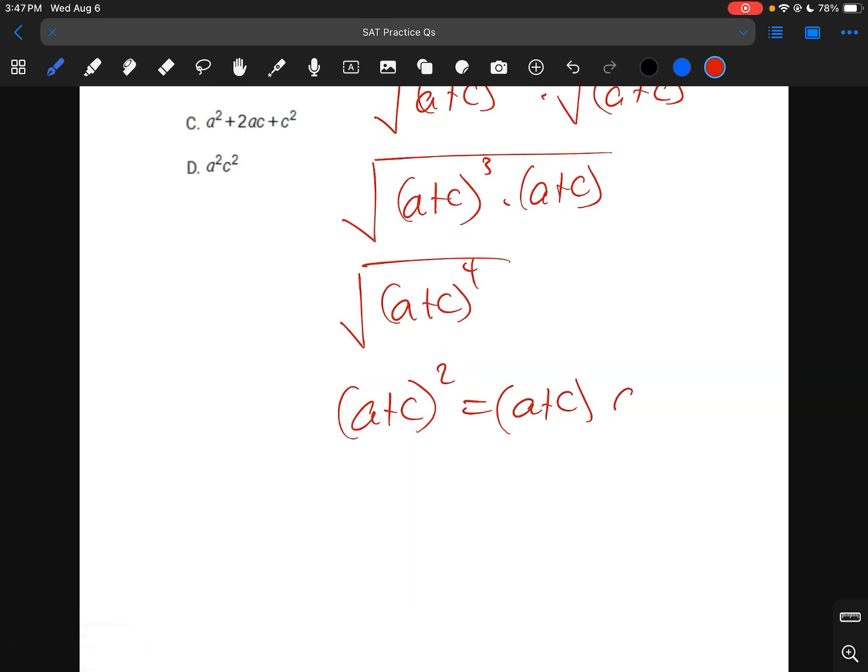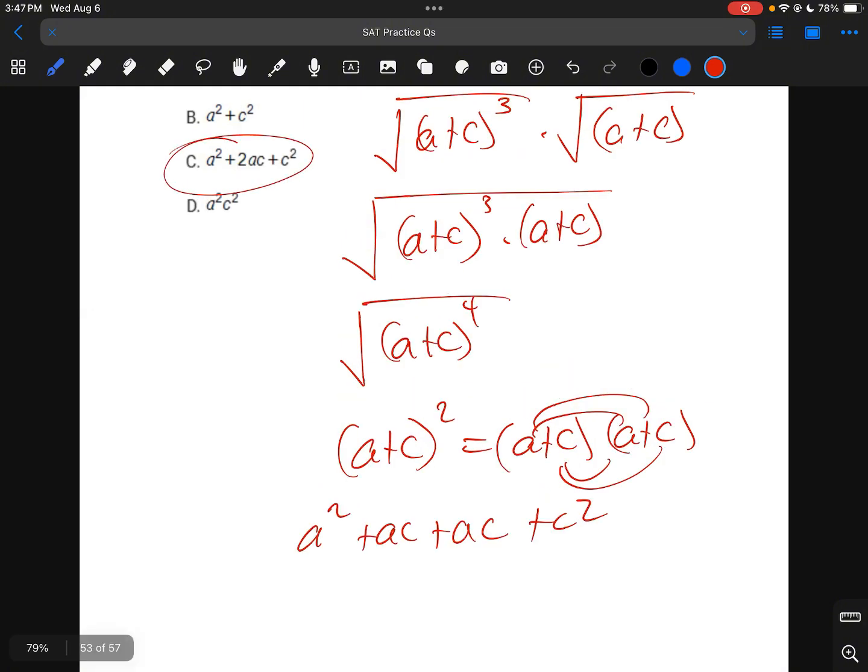It's (a plus c) times (a plus c) and FOIL it out. So we have a times a is a squared, and then a times c is ac, and then ac again, and then c squared, which is the answer.